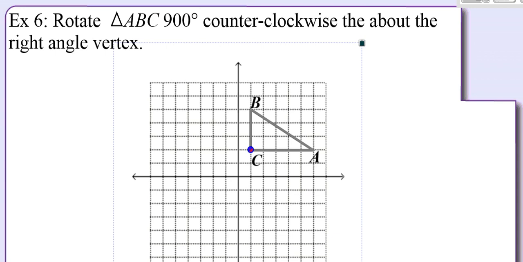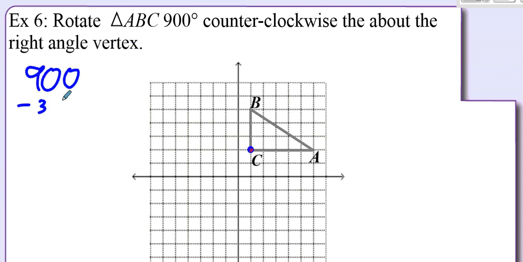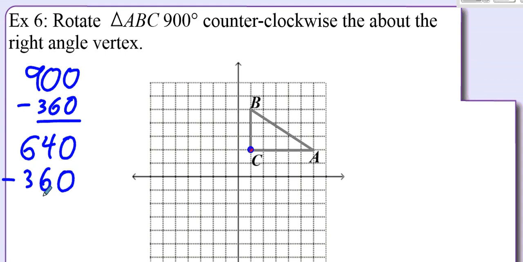Last one. No, that's not a typo. 900 degrees. It's not as bad as it sounds. Yeah, it's going to be more than one circle, more than one 360. So the easiest way to figure it out is just subtract 360 from it until you can't anymore. So if you subtract 360 from that, you get 640. Subtract 360 again.